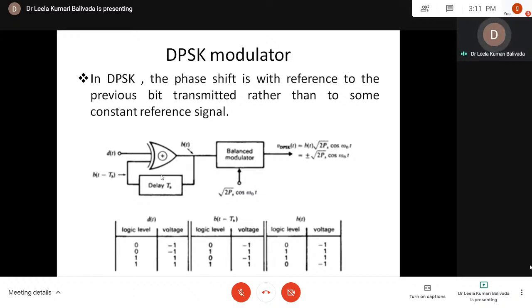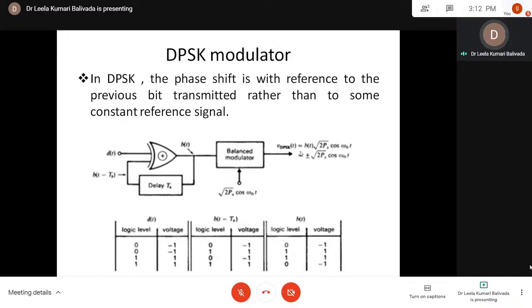Now this B of t, the output of the differential encoder, is applied to a balanced modulator as one input, and the carrier A cos omega c t as another input. Therefore, this balanced modulator acts as a phase reversing switch. The output of the balanced modulator is B of t times root over 2Ps cos omega naught t, or A cos omega naught t, since we have already discussed that A can be written as root over 2Ps. So this is the DPSK output.